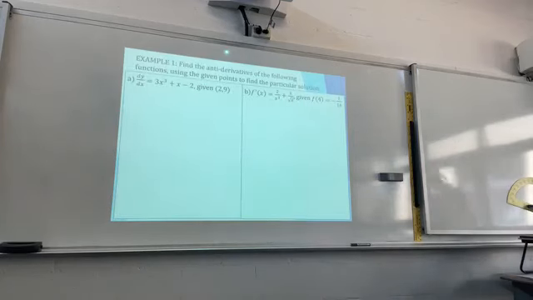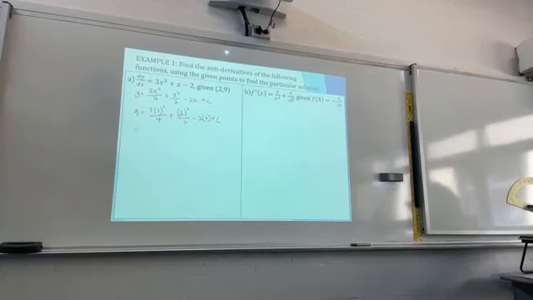Find the antiderivatives of the following functions using the given points to find the particular solution. So we know that dy/dx equals 3x cubed plus x minus 2. Therefore y equals 3x to the power of 4 divided by 4 plus x squared divided by 2 minus 2x plus c. Now we can substitute. 9 is therefore 3 times 2 to the power of 4 divided by 4 plus 2 squared minus 2 times 2 plus c.